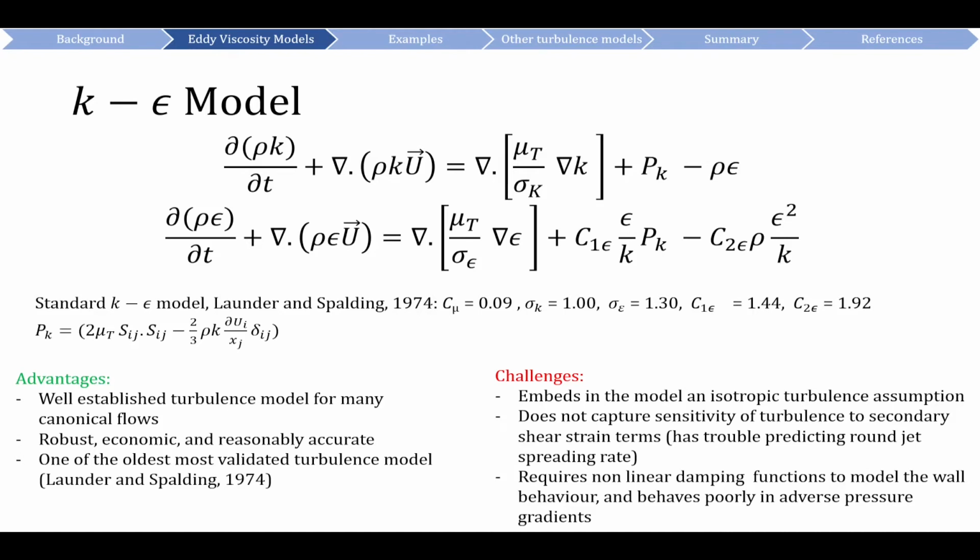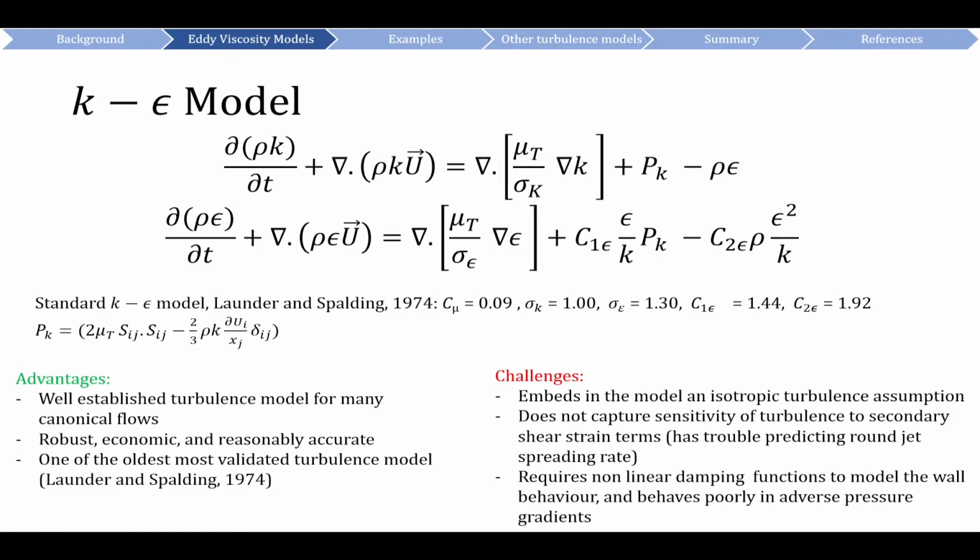Some of these challenges are the fact that it embeds in it this assumption of isotropic turbulence, and this is basically that it's assuming that all turbulence quantities are the same in all directions. So in x, y, and z, all turbulence quantities are fluctuating up and down the same amount in each direction, which isn't always true for all types of flows.